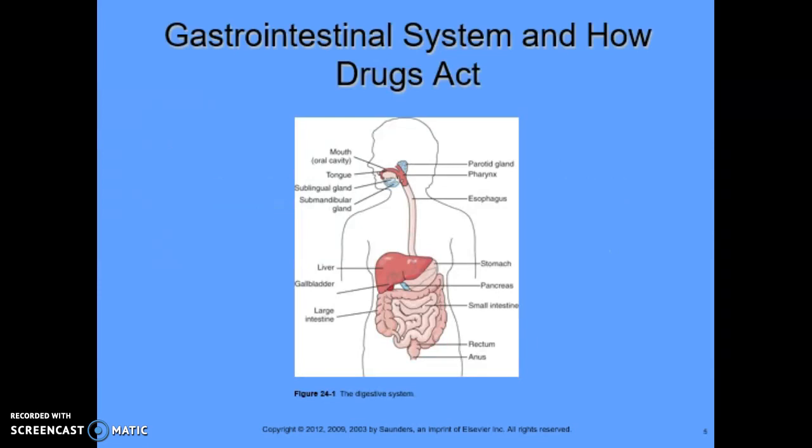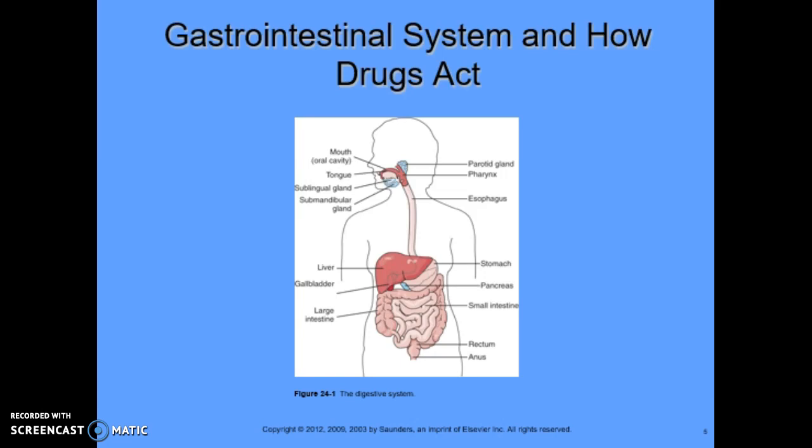Here we see a diagram, and this can be found in figure 24.1 of your book, of the gastrointestinal system and how drugs act. So primary digestion is the process of converting food into chemicals that can be used by the body. The range of digestion begins when food is broken down by the saliva. It continues with the absorption of nutrients by cells and ends with the excretion of waste.